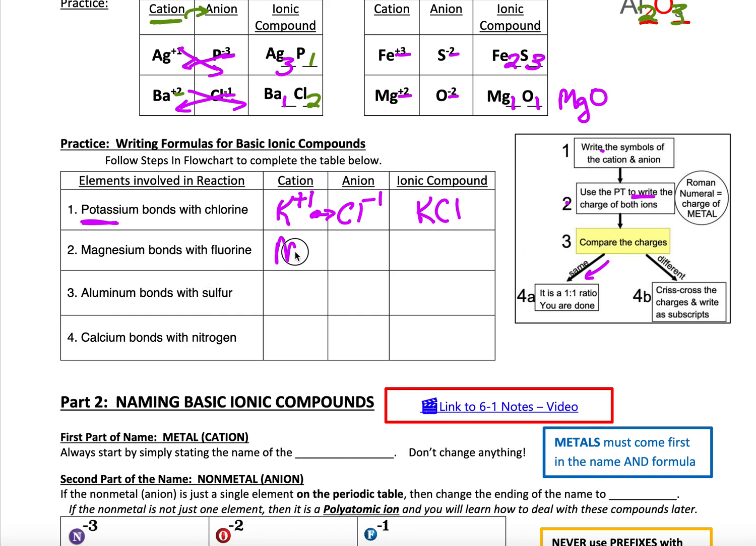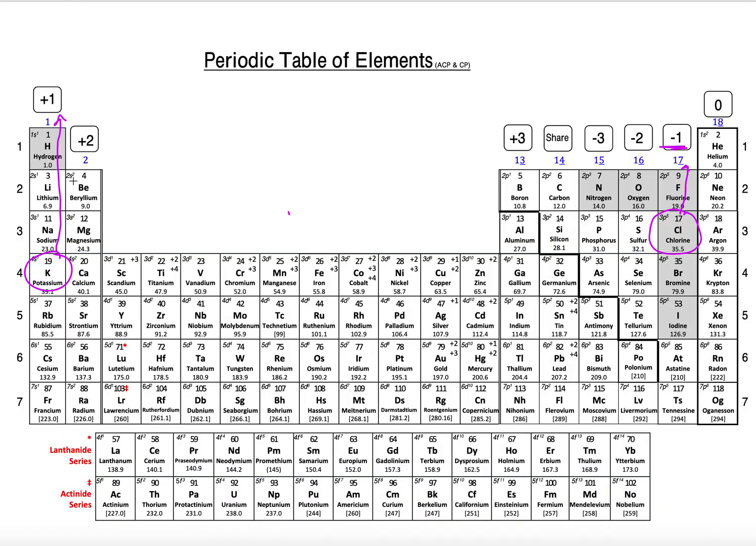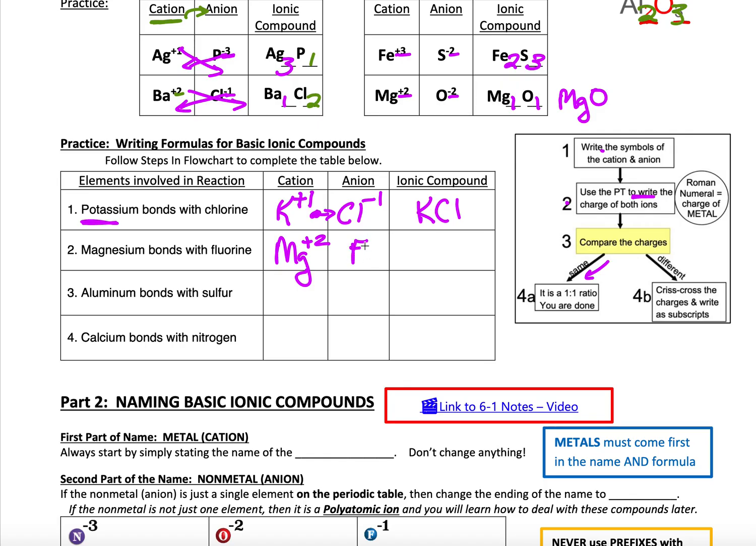So magnesium, Mg, look on a periodic table, makes +2 charge. It gives away 2. Here's magnesium, +2. It's going to bond with fluorine. It gains 1, -1. So here's fluorine, -1. They're not the same, so I'm going to crisscross. Mg, imaginary 1, F2.